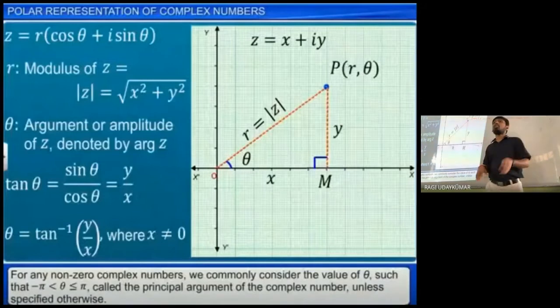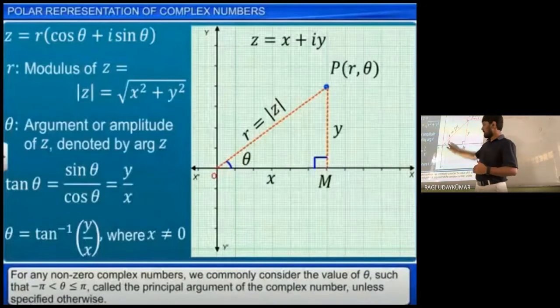For any non-zero complex number, we commonly consider the value of theta such that minus pi to plus pi is called the principal argument of the complex number, unless otherwise specifically mentioned. That means we have to take minus pi to plus pi only, the angle whatever we are taking. The negative angles we are also going to have. So, minus pi to plus pi.